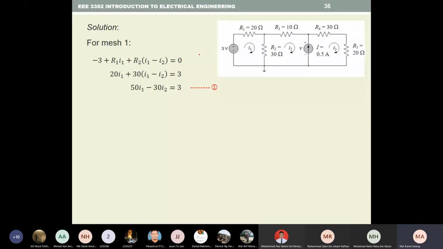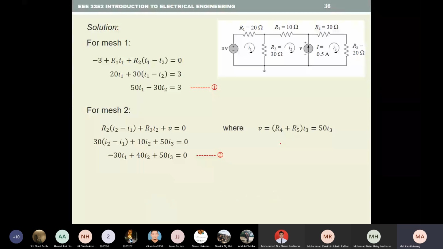So substitute the R1 and R2 into the equation. You get 20 I1 plus 30 times (I1 minus I2) equal to 3. So 50 I1 minus 30 I2 equal to 3. So that is the first equation.